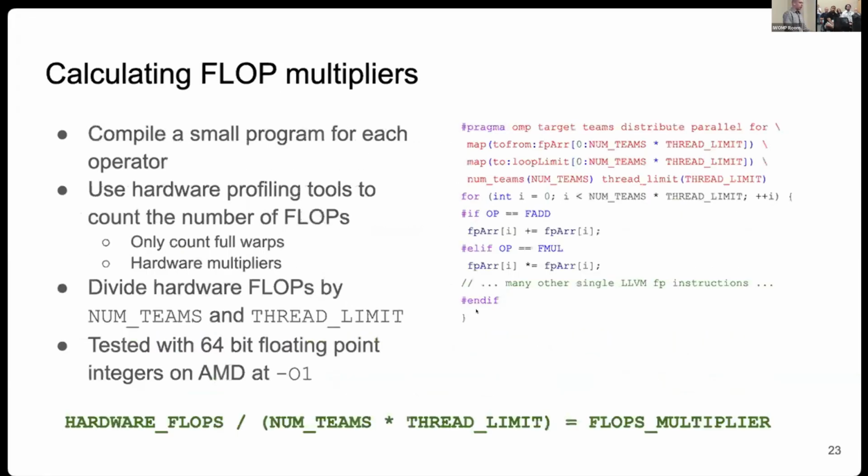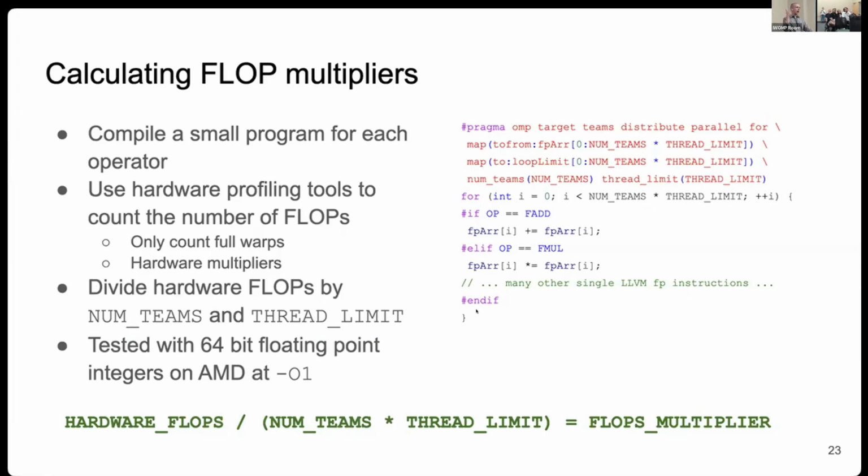So how do we find the flop multiplier? Well, our first step was creating a small program for each floating point operation we wanted to test. These are things like fmul, fadd, just simple floating point operations that we put in this target loop on the device. And what we do is we compile this on O1 optimization to avoid optimizing out any critical behavior, and then we run it with rocprof v3.